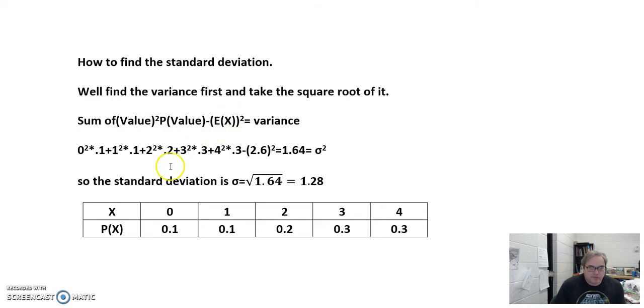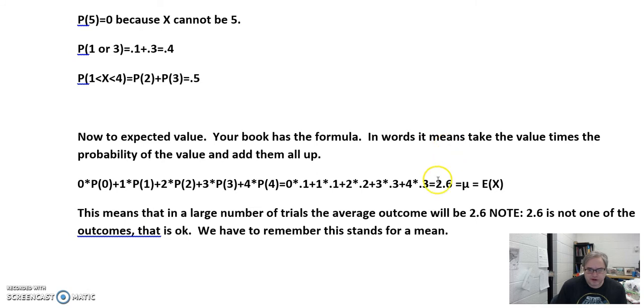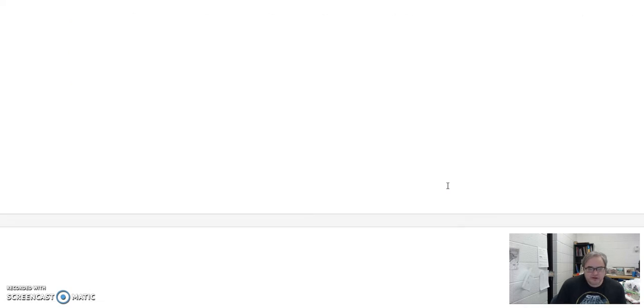Now, if you look at the example, I've just copied the table down here. I'm saying take this value and square it times that, plus this value squared times that. 2 squared times this, 3 squared times this, 4 squared times this. That's what's happening right there. That's the sum of those, minus the expected value squared. The expected value is coming from right up here, this 2.6.